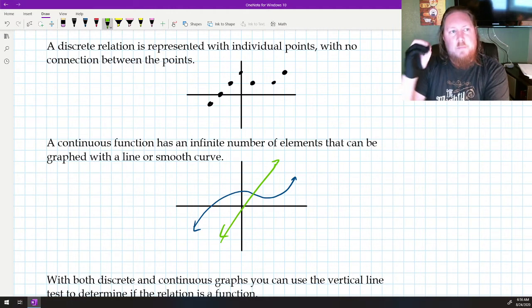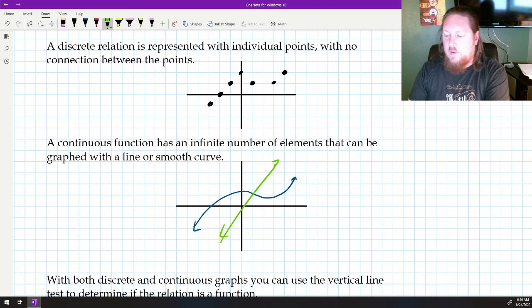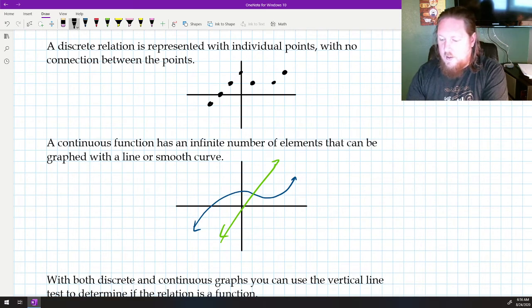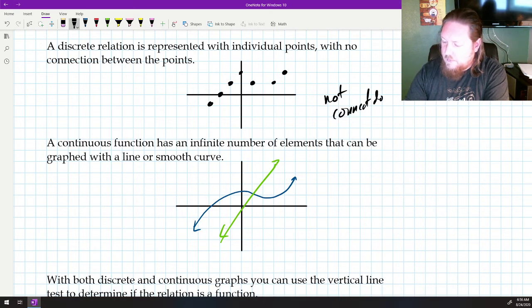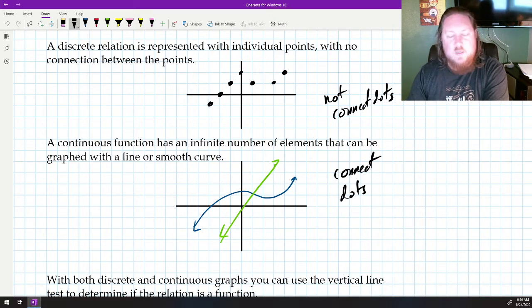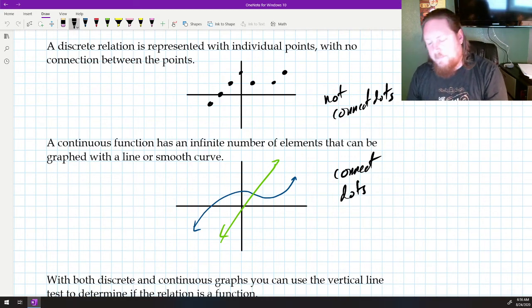We start out by plotting points, but we connect them together. So that's the big difference between discrete and continuous visually. Not connected dots, connected dots. I guess we could say points, but when you're just describing it, it's dots. So we're just talking about it visually.